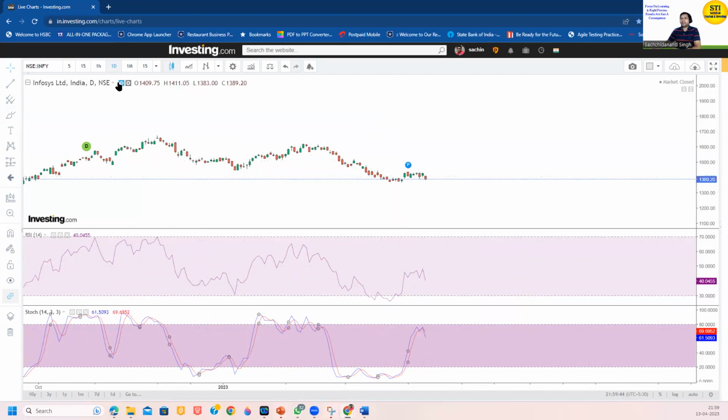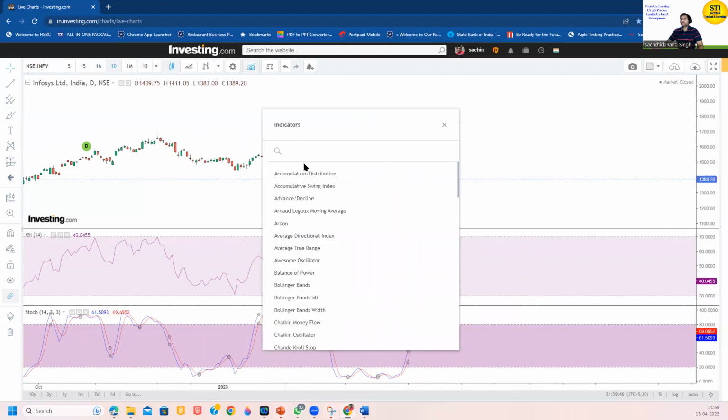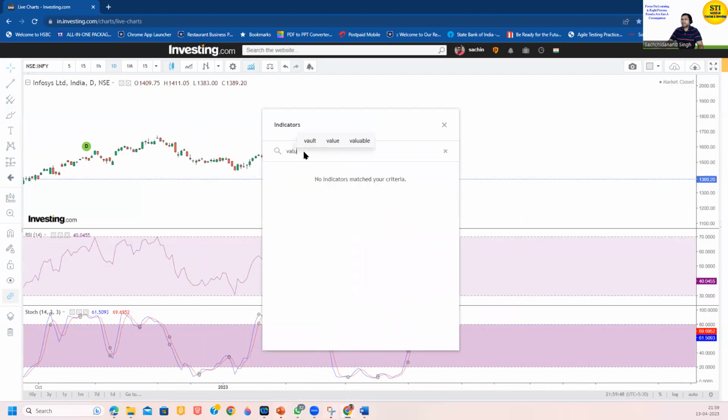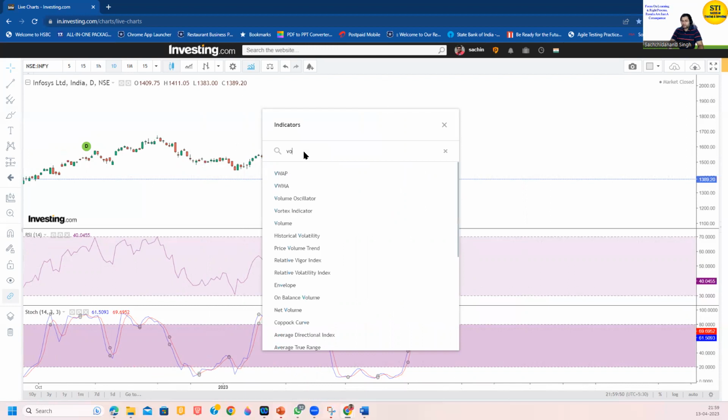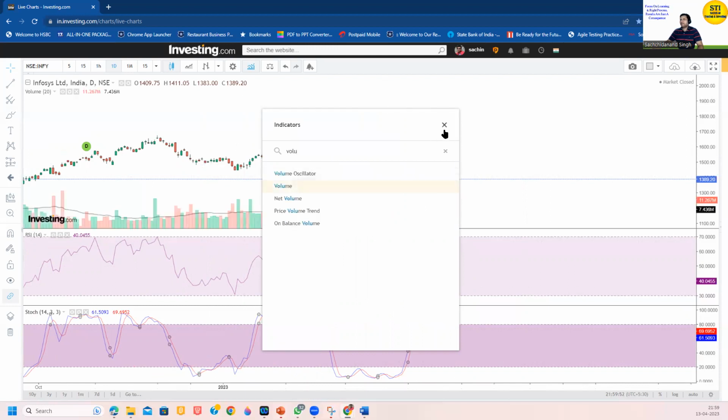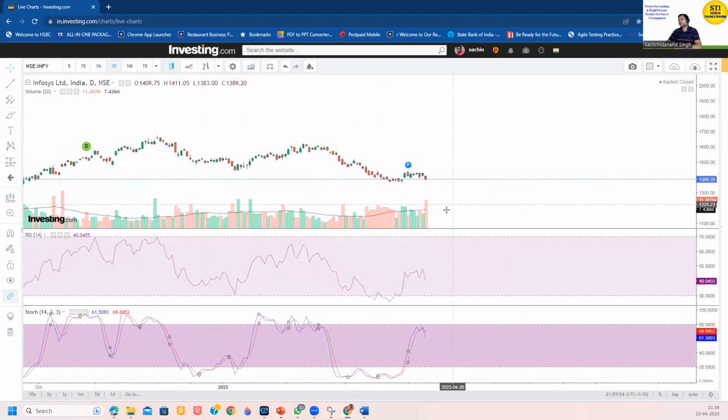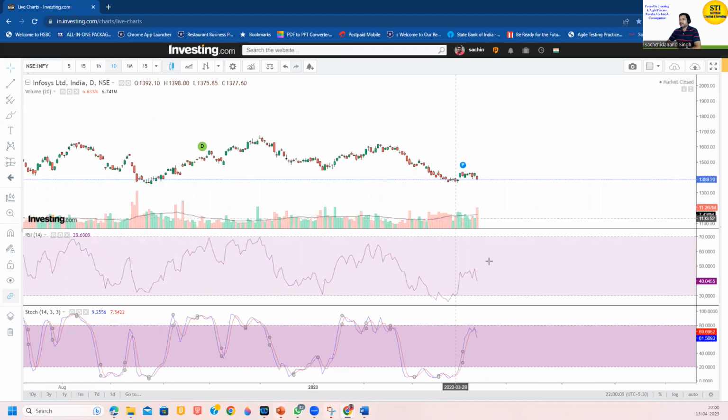There is a possibility that it may do some more correction. If you look at an additional indicator, like volume, how is the volume? Yes, volume was also very high as compared to the average volume. So by looking at these three indicators that we have learned so far, there is still a possibility of further correction.